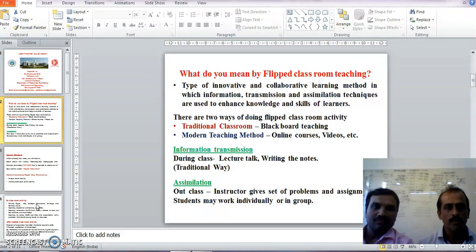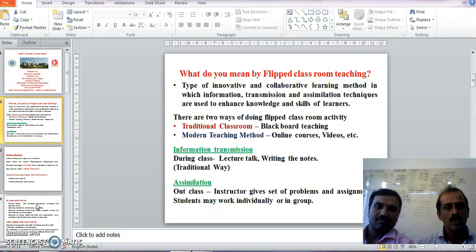It is a type of innovative and collaborative learning method in which information transmission and assimilation techniques are used simultaneously to enhance the knowledge and skills of learners. It may be a teacher or it may be a student.